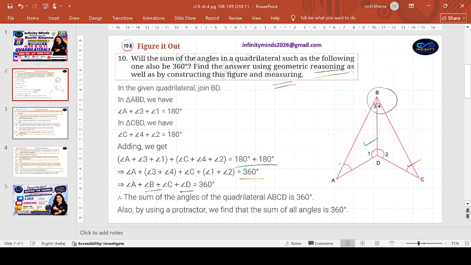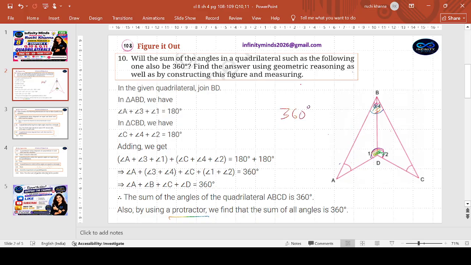And by measuring, for measuring you put your protractor and measure and check individually. In that case you won't be joining BD, children. You would simply be measuring the value of angle A. Angle D would be taken, this complete angle D, and angle B and angle C. You can practically measure with the protractor and check. Yes, the total shall come out to be 360 degrees.